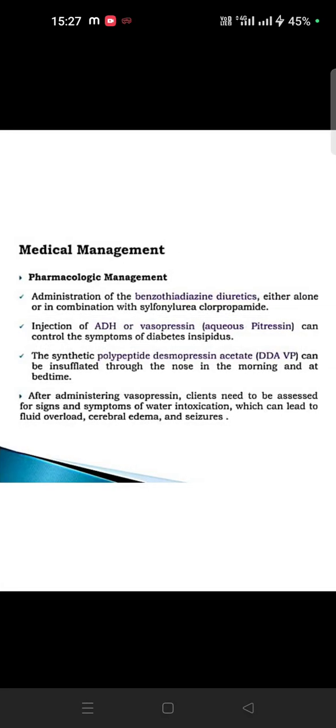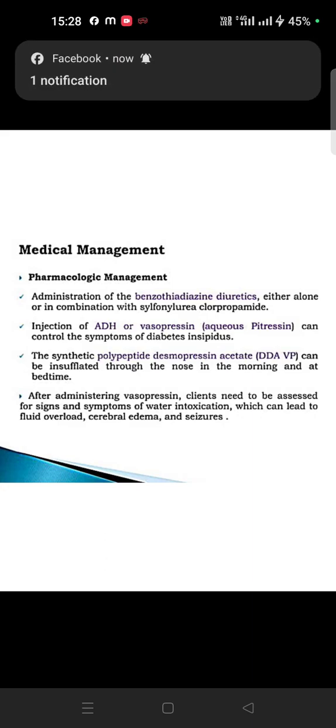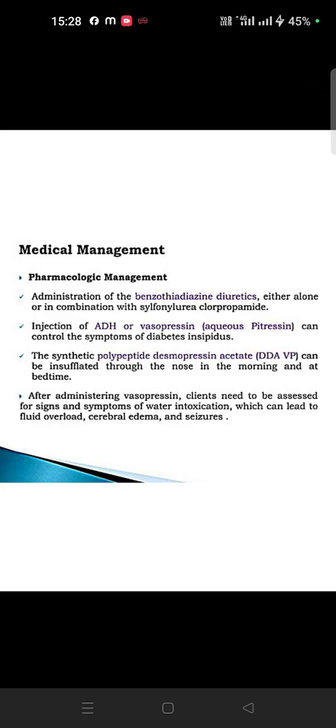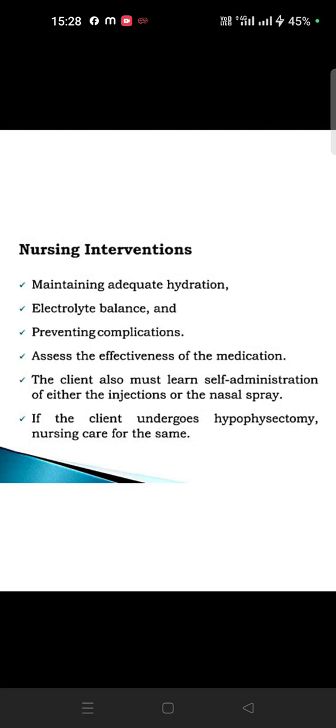Okay, medical management: administer thiazide diuretics and injection of ADH vasopressin, and synthetic desmopressin acetate, a polypeptide instilled through the nose in the morning and at bedtime. Nursing care: maintain adequate hydration and electrolyte balance, prevent complications, and assess the effectiveness of the medication. The client also must learn self-administration of injection or nasal spray.